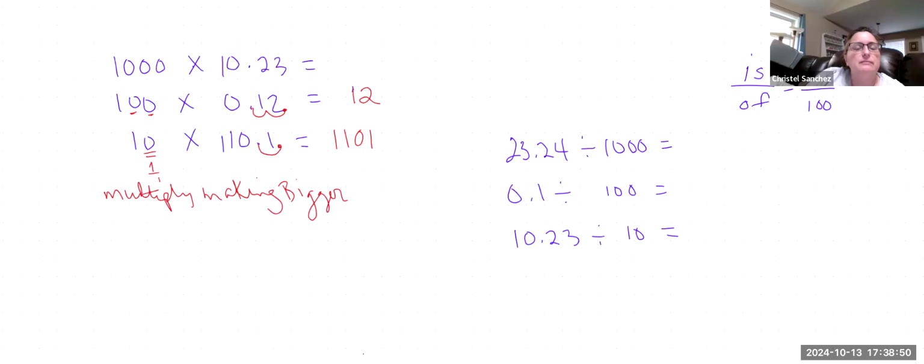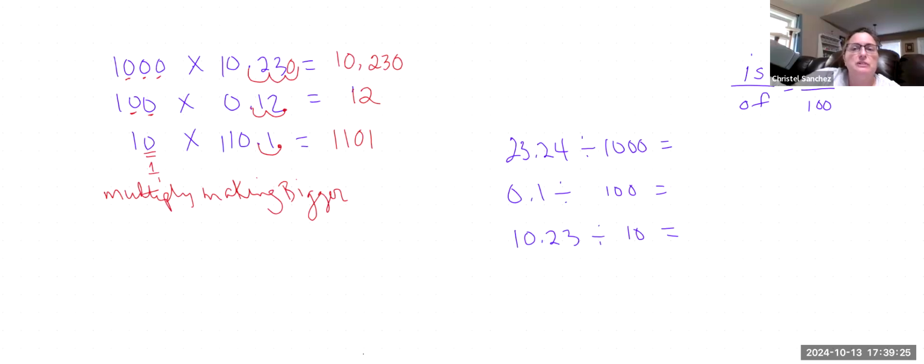Okay. So this one, you have 1, 2, 3 zeros. So you will move that decimal 3 places to the right. Since we have a third place that doesn't have a number in it, we're going to add the 0. So it's going to be 10,230.